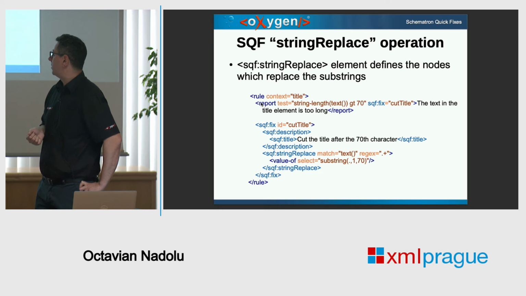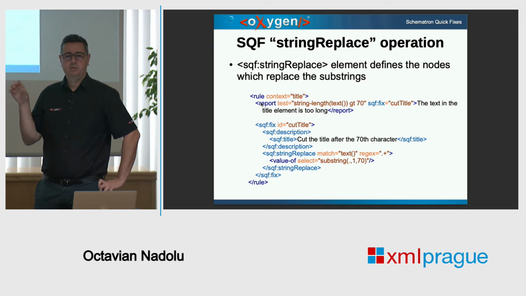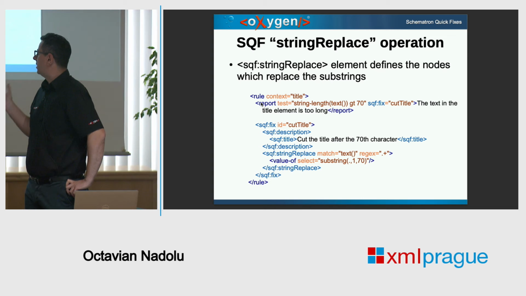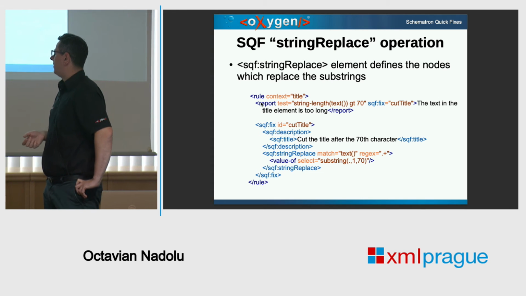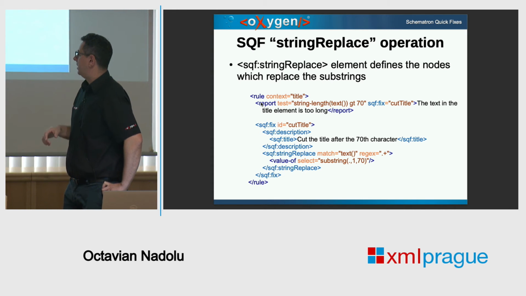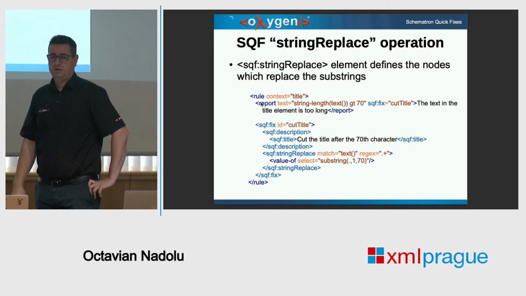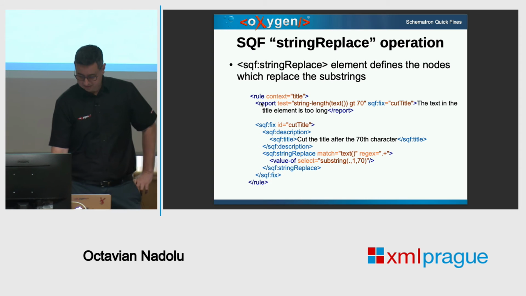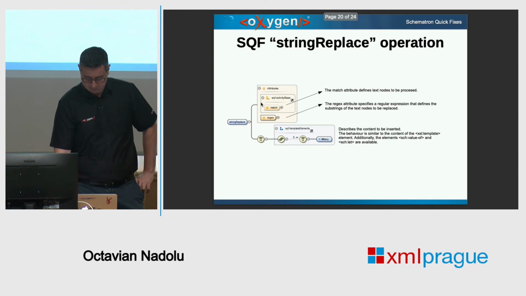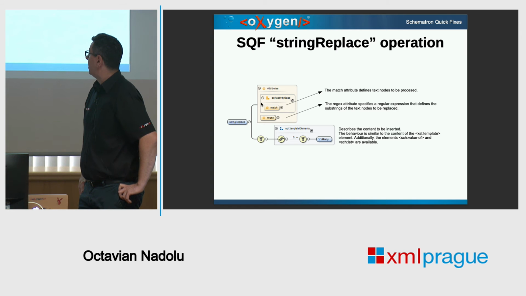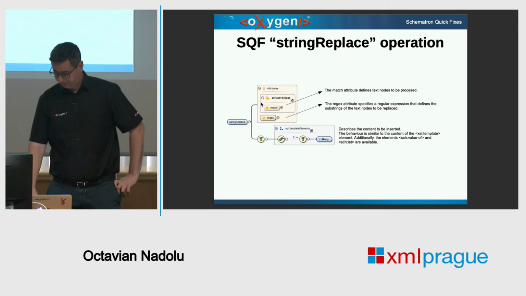Then you can use regular expressions, so you can point to the locations in the string where you want to make the modification. And also here you can specify the content that you want to insert directly in the body, as content of the string replace element, or you can specify it using the select attribute. So here is also the model, with this match and the regular expression.